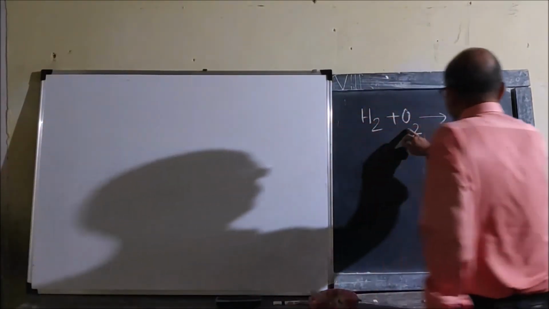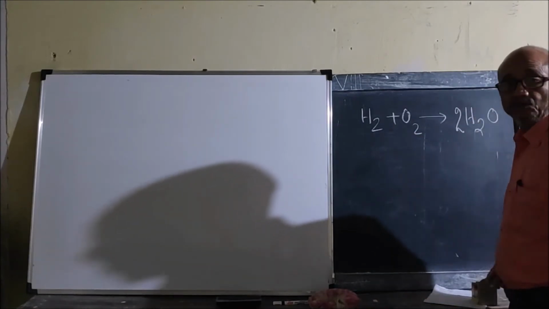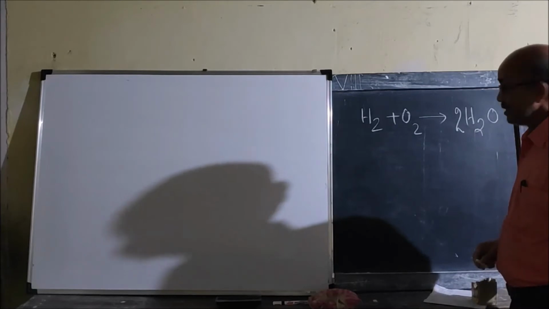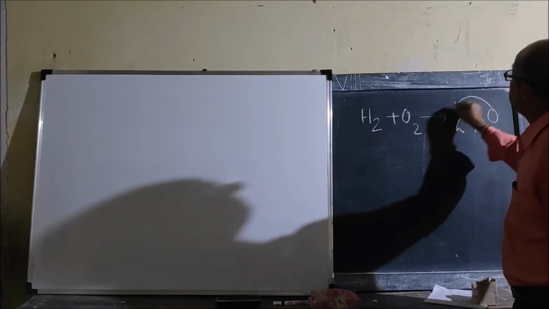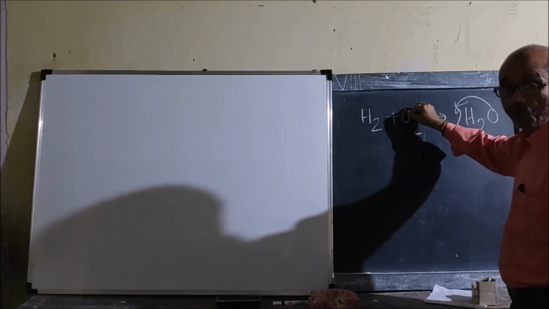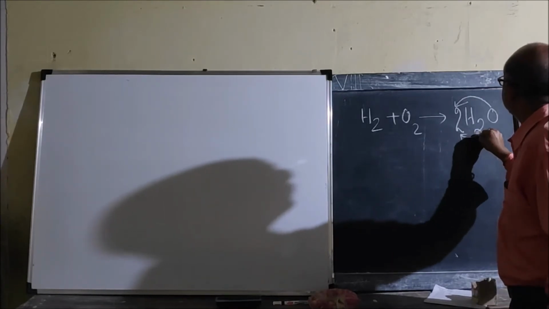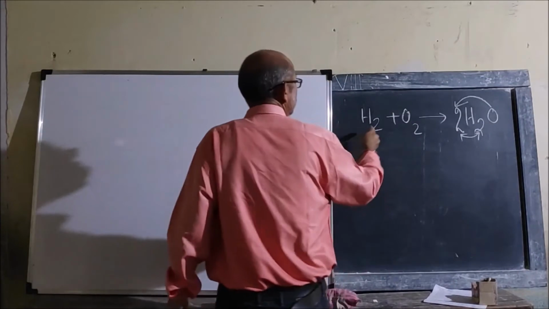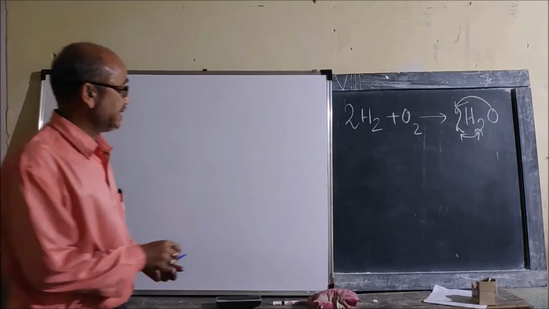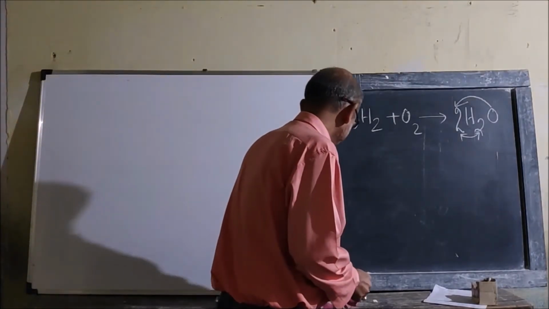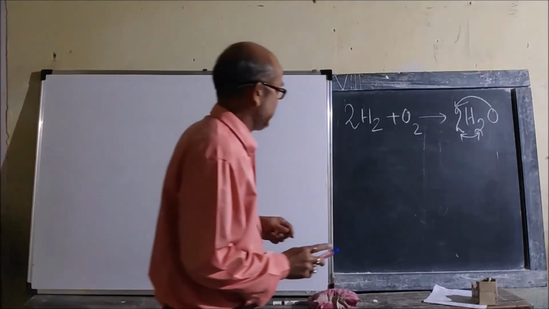To make the number of oxygen 2, we put here 2. Now the number of oxygen is 2 and 2, okay, but for the hydrogen, the number of hydrogen becomes 4, but there is only 2, so we put here 2. Thus we make both the left hand side and the right hand side equal.